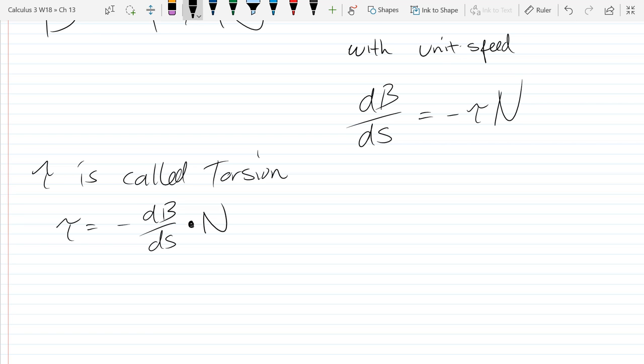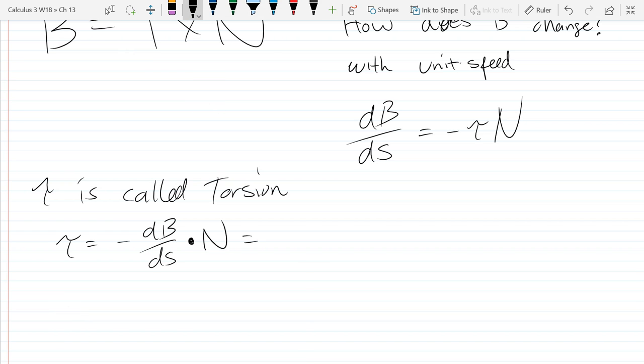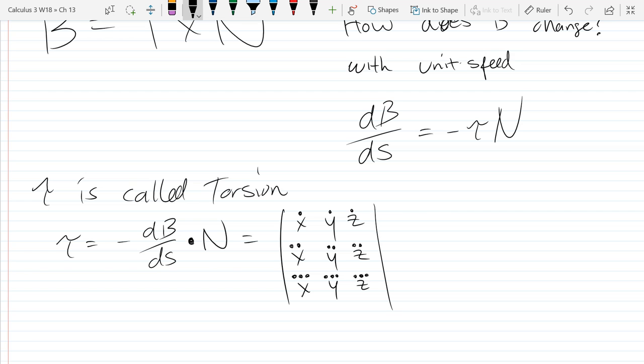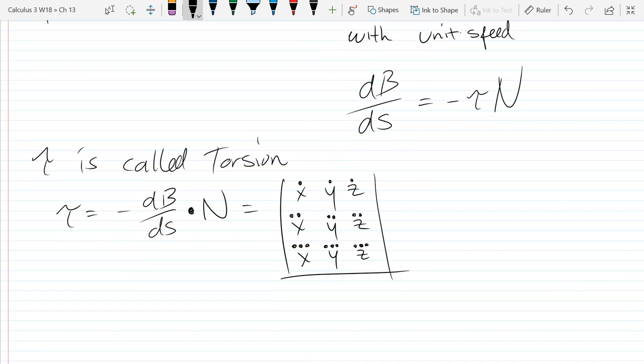However, that would require computing dB over dS, not a T derivative, but an S derivative. So there's another way to compute it. And I'll write it out here. And for most of you, this will not be new notation. I'll explain the dots. They're just freckles for now. Dots become silly, probably right about the third dot. If you have a fourth dot, you probably want to find a new notation.